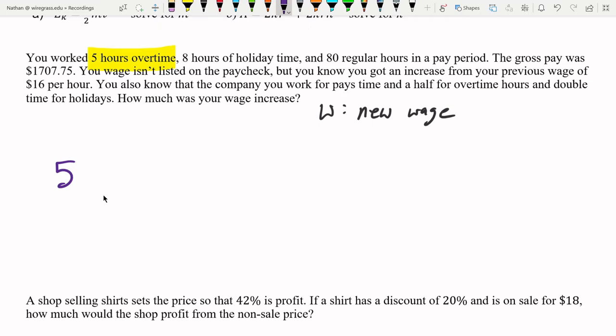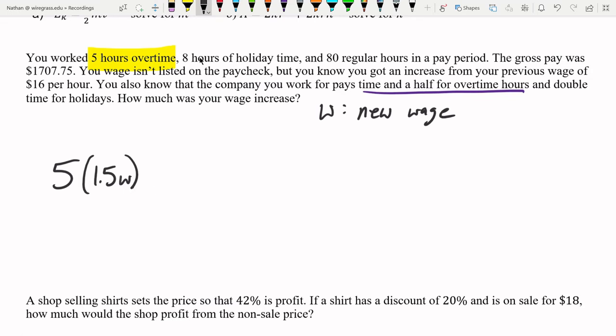Now, it's not just W, of course, because W is our wage that we make. It's going to be time and a half for overtime hours, meaning, oops, let me use black here. Meaning time and a half for overtime hours is 1.5 times the wage. That's how I like to think of it. I like to think of it as, we work 5 hours, but we get more pay for that. So this is really 1.5 times W.